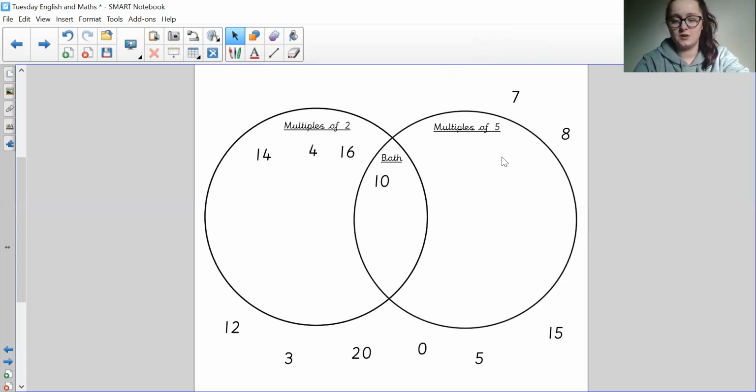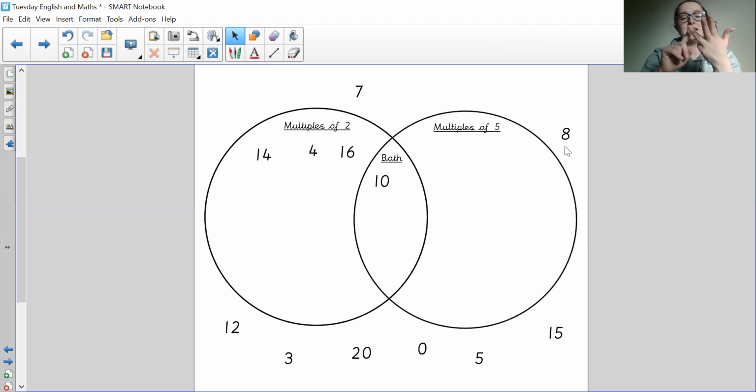The next one, 7. Now I know it doesn't go in the multiples of 5 because it doesn't end in a 0 or 5. 2, 4, 6, 8. I've gone past it. It doesn't go in either, does it? So what I'm going to do is move that over here, just so that I know I've looked at that number. Let's look at this one now.